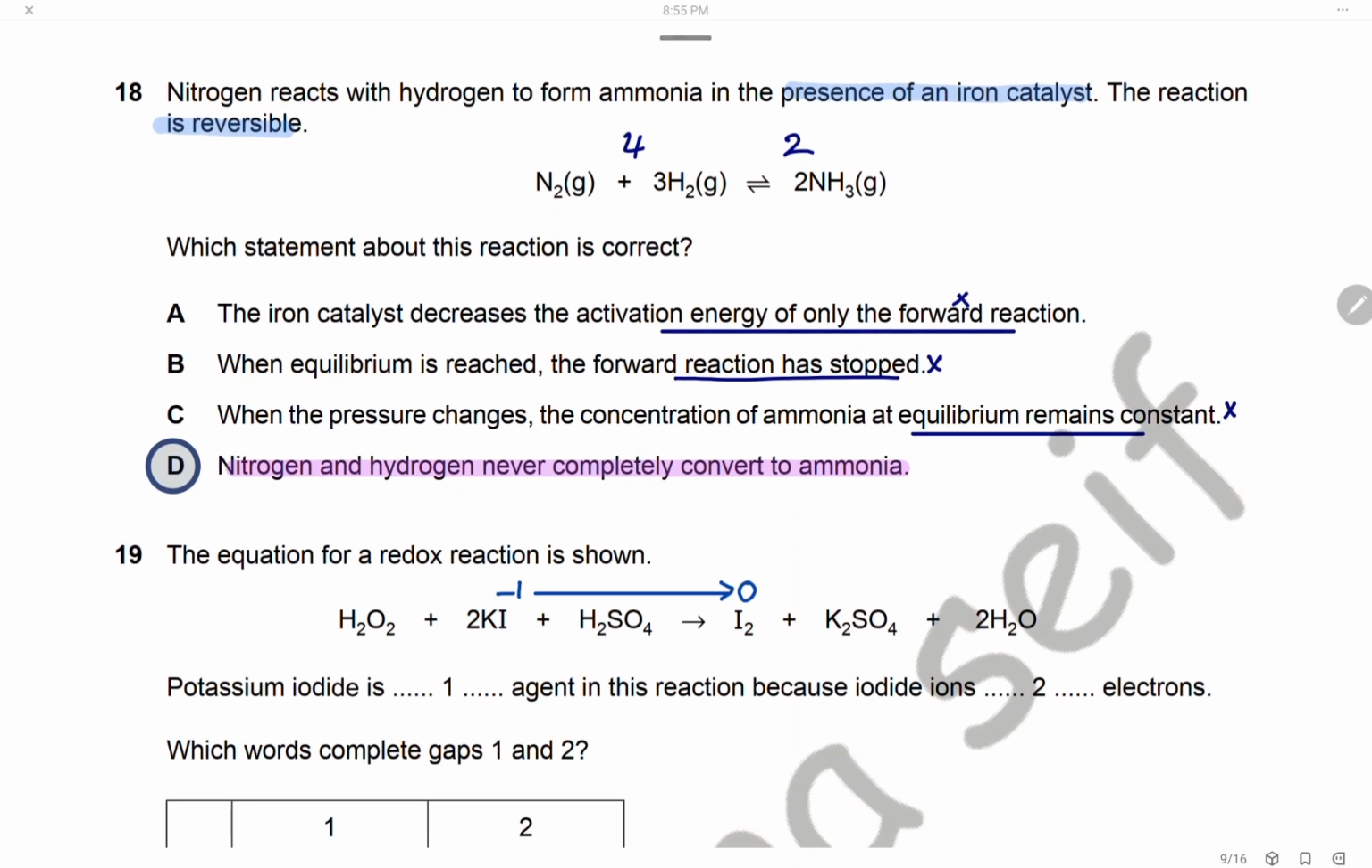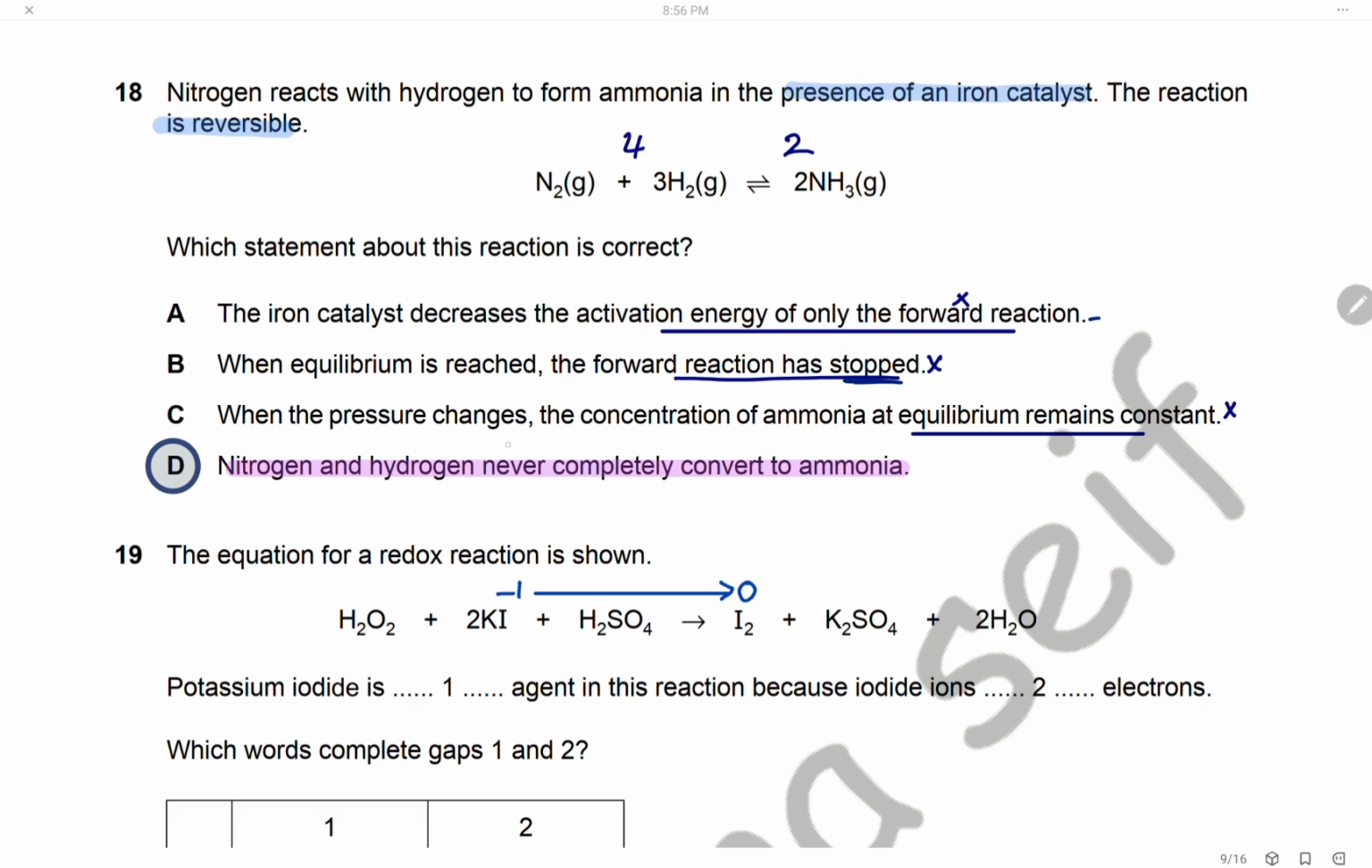Question 18. Nitrogen reacts with hydrogen to form ammonia in the presence of an iron catalyst. The reaction is reversible. Which statement about the reaction is correct? Iron catalyst decreases the activation energy for only the forward reaction. This is of course wrong. It will decrease the activation energy for both reactions. When equilibrium is reached, the forward reaction has stopped. This is also wrong. At equilibrium, the rate of the forward reaction is equal to the rate of the backward reaction.